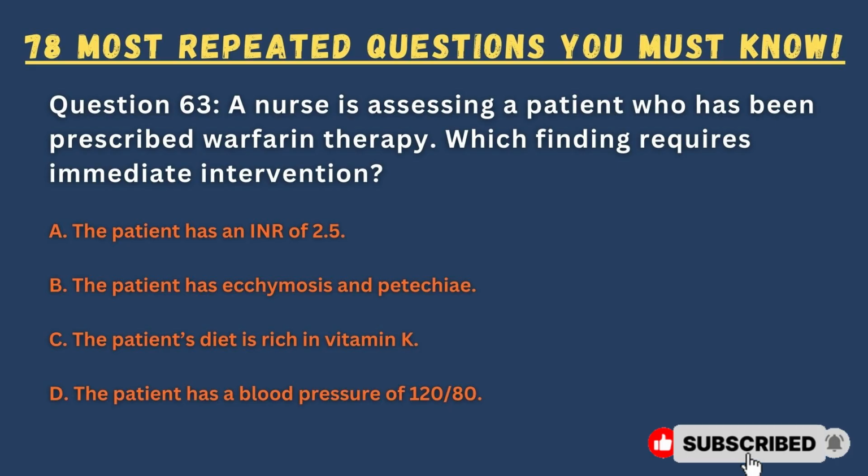Question 63. A nurse is assessing a patient who has been prescribed warfarin therapy. Which finding requires immediate intervention? A. The patient has an INR of 2.5. B. The patient has ecchymosis and petechiae. C. The patient's diet is rich in vitamin K. D. The patient has a blood pressure of 120/80.